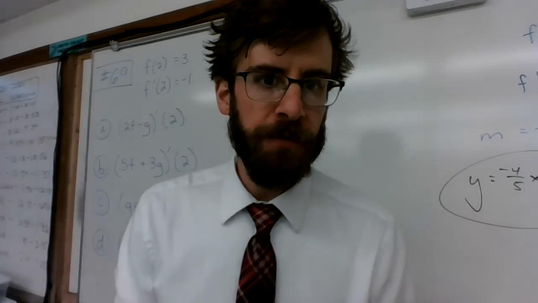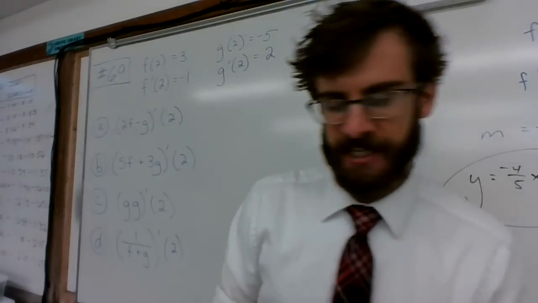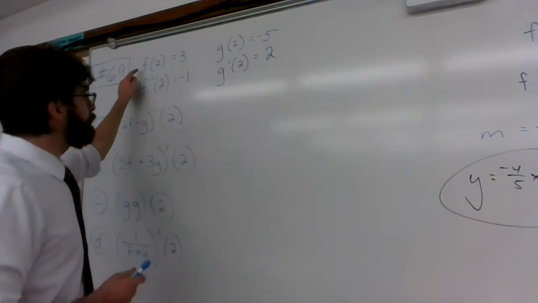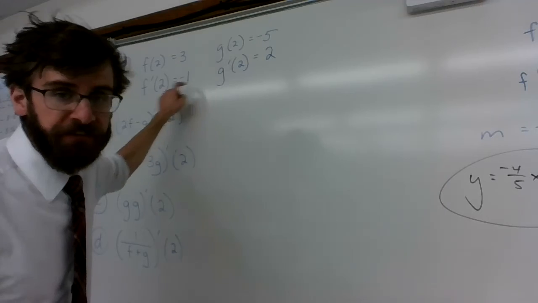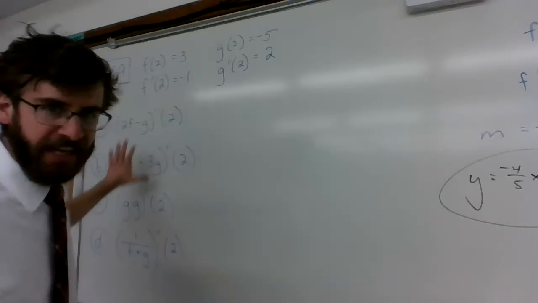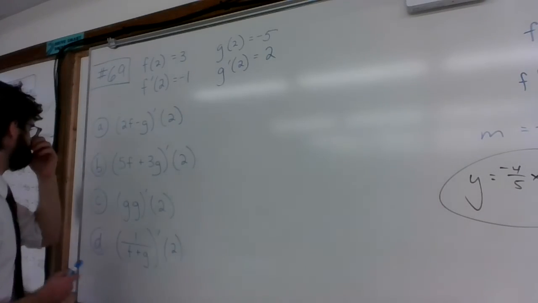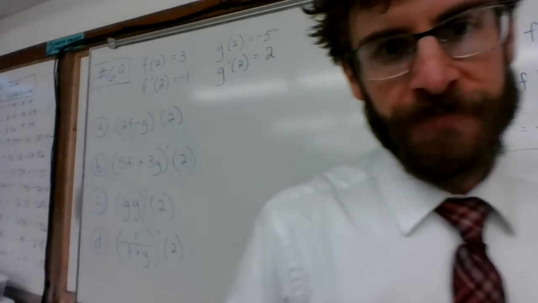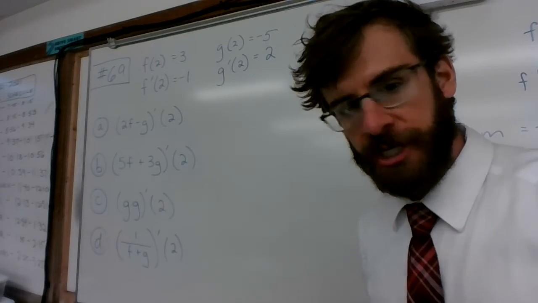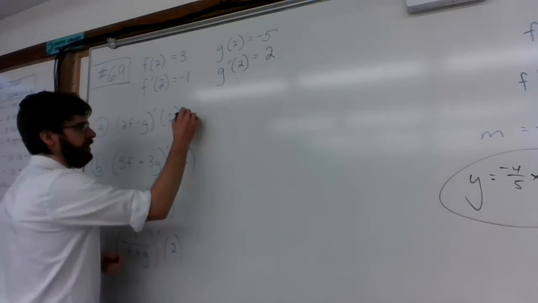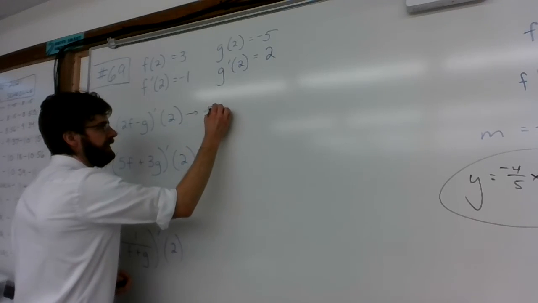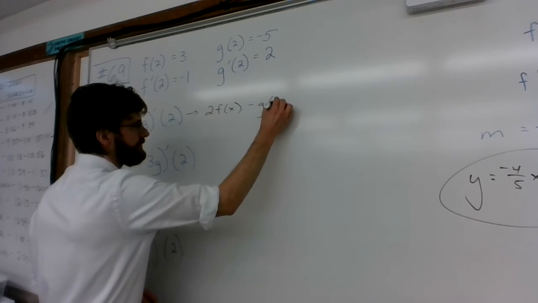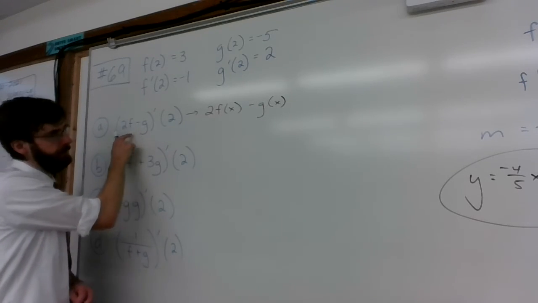Okay, let's move on to number 69 on page 117. This is totally different. You're basically given predetermined derivatives, but we're dealing with very abstract pieces here. So the first thing is to just be able to translate what's going on. When you see 2f minus g, you're actually talking about 2 times f of x, minus g of x. That's really what's going on right here.